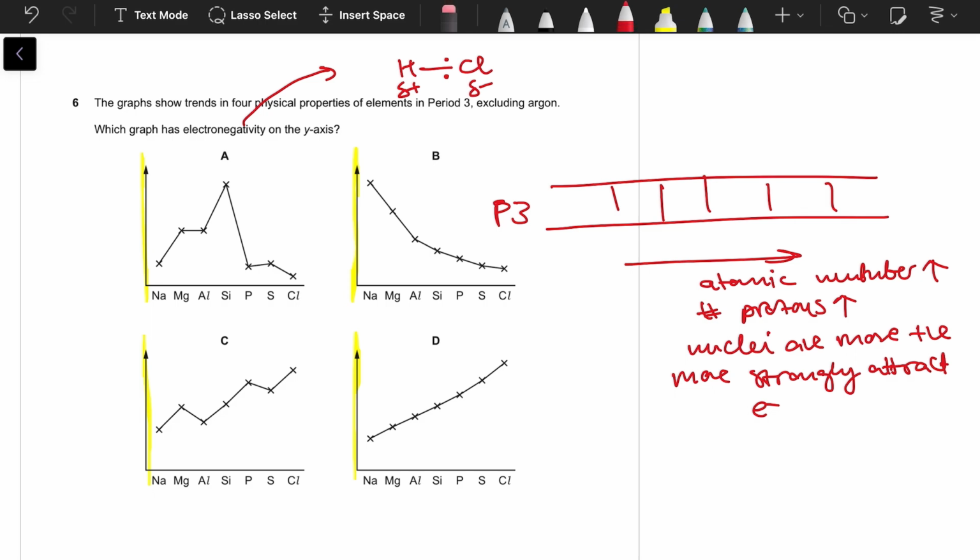We can cross off A because there's an increase, then a decrease, not a consistent increase throughout. B is simply just a decrease, so that's the opposite. C, there are decreases at certain points, so we can exclude that. And D is our correct answer. Now, the other graphs can represent other things. So I think for B, we're probably referring to the radii, perhaps. In C, we're probably talking about ionization energy. A is probably talking about the melting point of oxides.